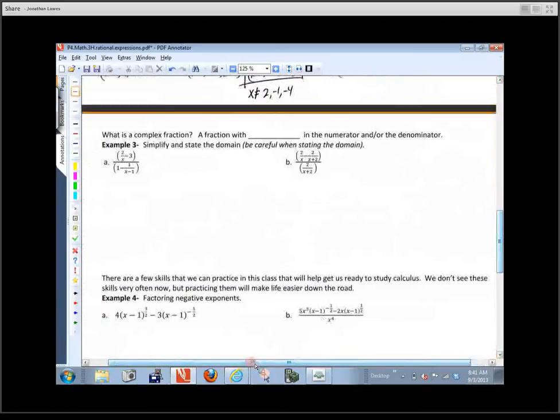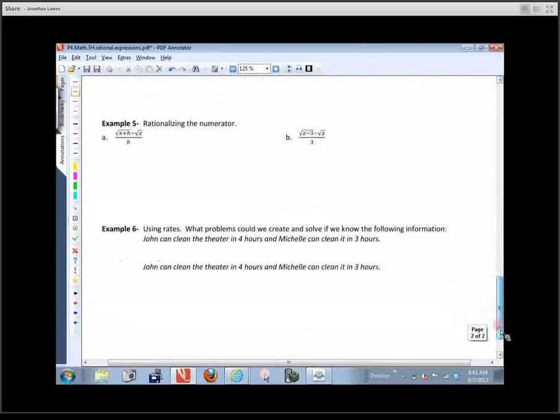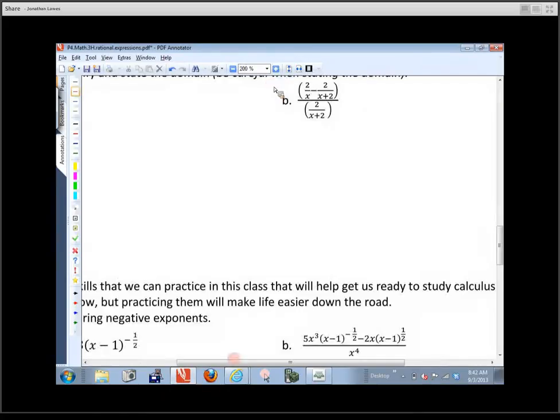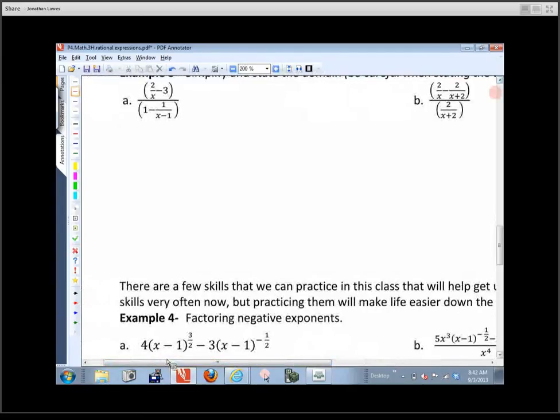Okay, now we're going to talk about something called a complex fraction. Can anybody tell me what a complex fraction is? Let's see, Raymond's answered a couple times. Anybody else? Lynn? Dividing a fraction by a fraction. So it's a fraction with fractions in the numerator and or the denominator. It doesn't have to be both. Usually it is both. So you'll notice on this one, example A, we've got a fraction in the numerator and in the denominator.